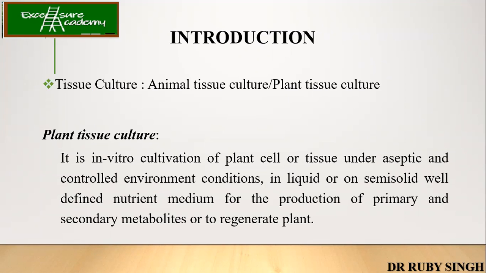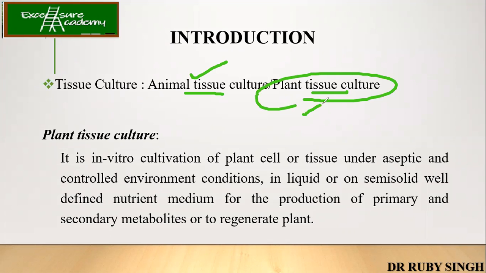Okay, so tissue culture. We know that there are two types of tissue cultures, which we have already discussed: animal tissue culture and plant tissue culture. If you have not gone through those lectures, please go back to the Accessure Academy and open the playlist of IIT JAM, GATB, so you can study animal tissue culture. From here onwards, I will be talking about plant tissue culture. All the lectures uploaded now will be based on plant tissue culture only. It's a bit lengthy topic, but interesting also.